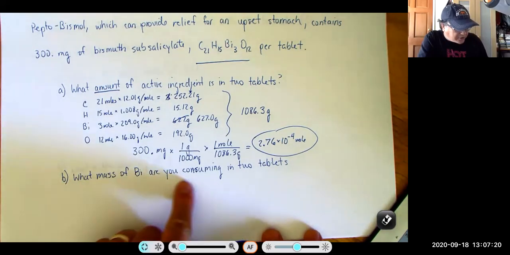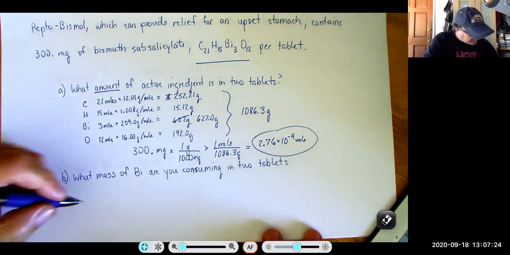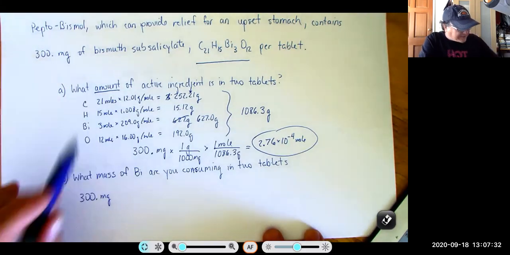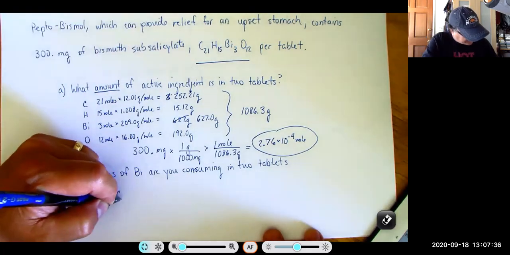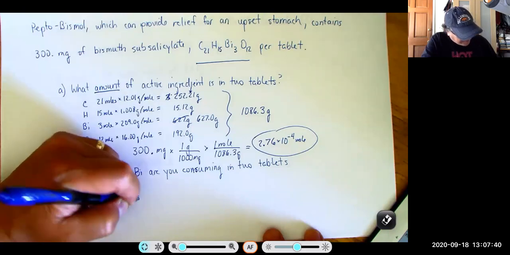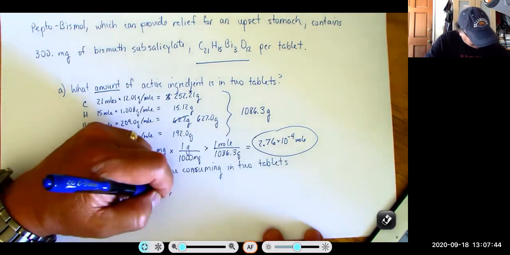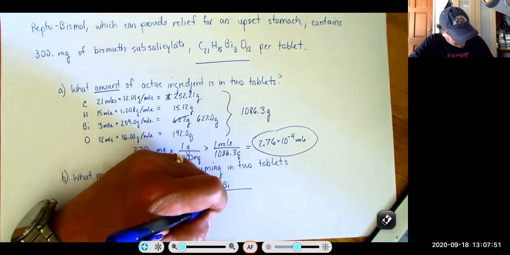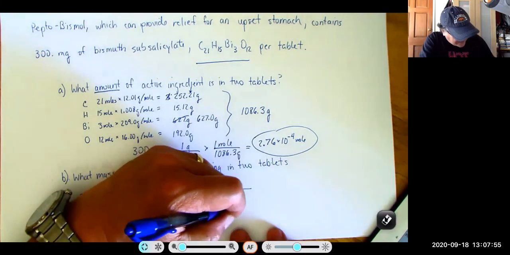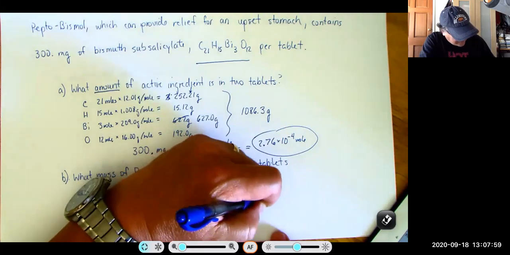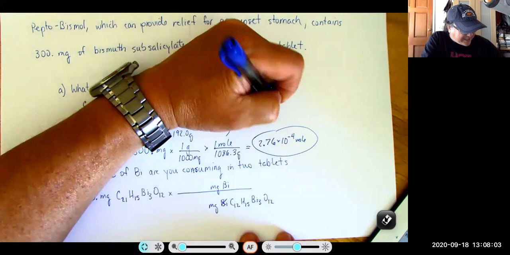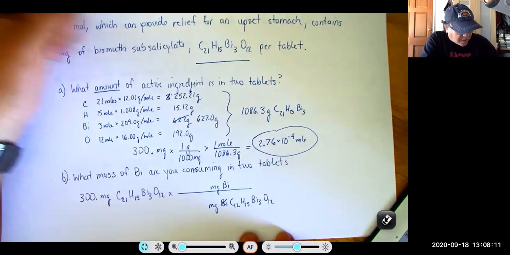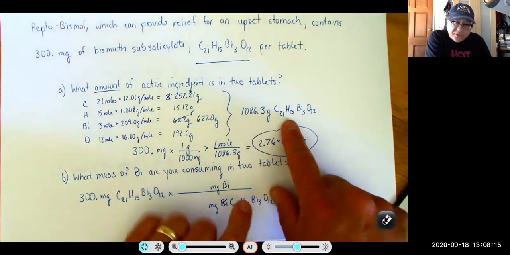Okay, what mass of bismuth are you consuming in the 2 tablets? So here we have 300 milligrams, and we want to know that's of this bismuth subsalicylate. And here, although it's kind of a pain in the butt, we probably want to do this. And we want to multiply by milligrams of bismuth per milligrams of C21H15Bi3O12. That's how much 1 mole of this weighs.